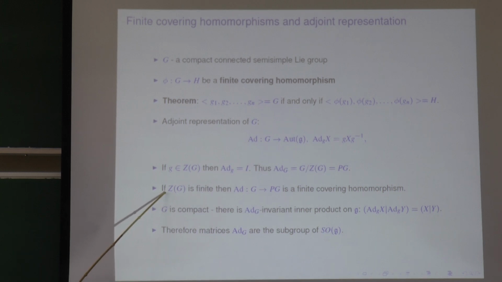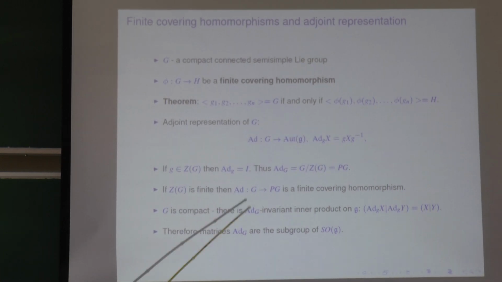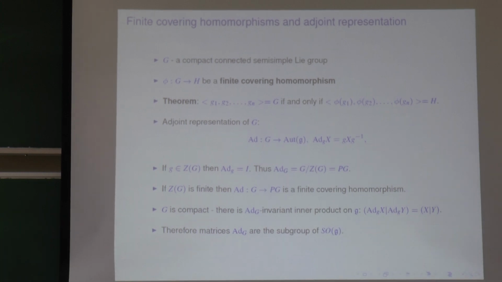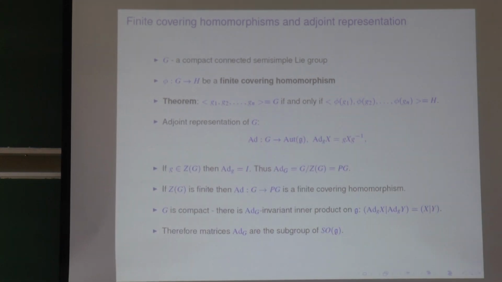And so now if I assume that this center is finite, then I know that the adjoint representation is a finite covering homomorphism. And I also know that if G is compact, then it possesses some G-invariant inner product, which means that actually matrices from Ad G are simply orthogonal matrices acting on my Lie algebra. So on some linear space which represents my Lie algebra, I can define the orthogonal group on it. Good.